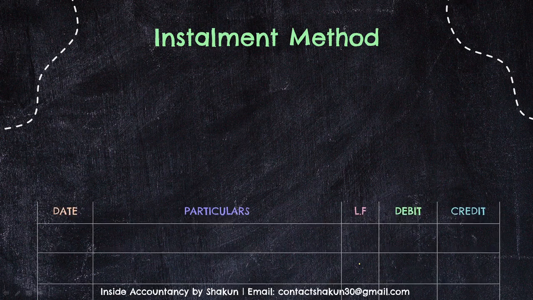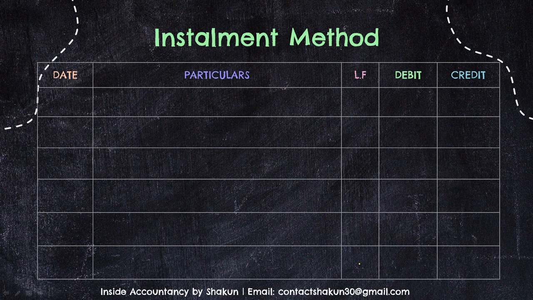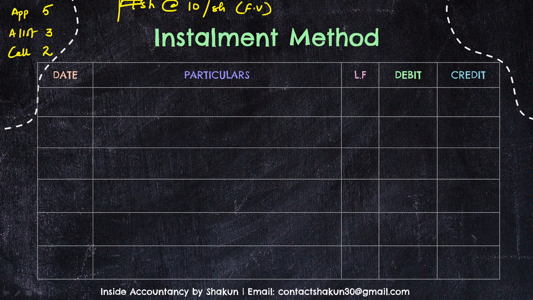Now let's look at the journal entries. I've just taken an example where we have three stages: application, allotment and call. Let's assume that there is only one share and the face value is 10 rupees per share. Application 5 rupees, allotment 3 rupees, call 2 rupees. I'm just talking about one share in this case.